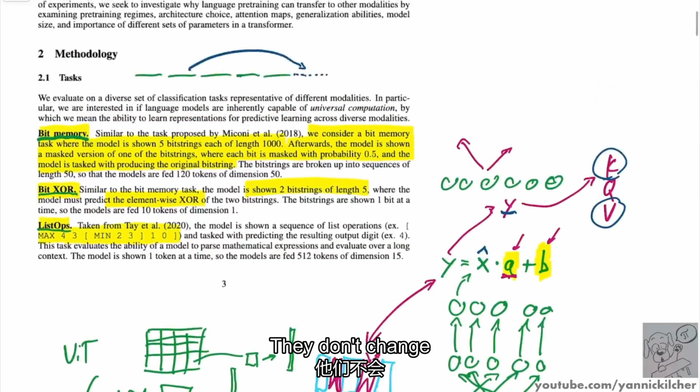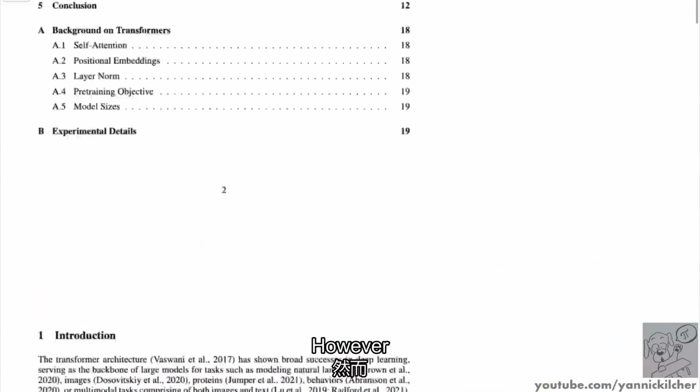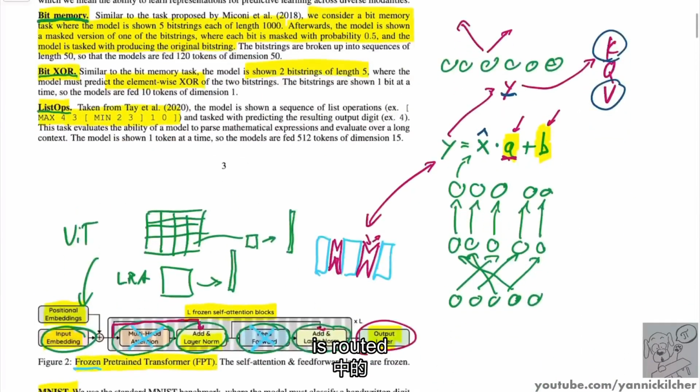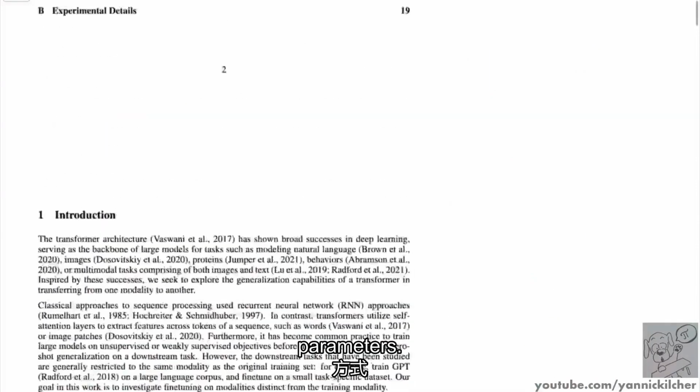So I think this whole notion of we don't influence the attention at all is not as clear-cut. It's true they don't change the attention parameters. However, they are able to influence how information is routed by changing the signal itself in these layer norm parameters.